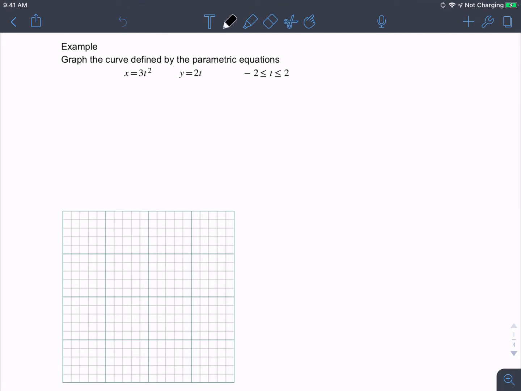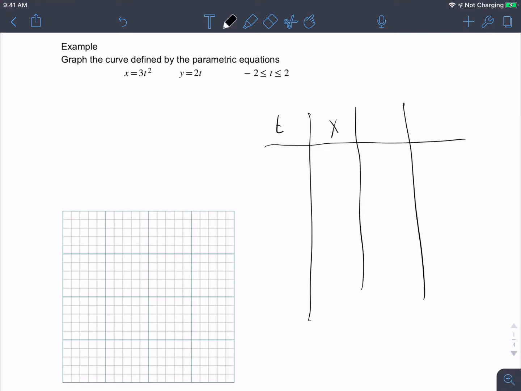We're given a function for x, and we're given a function for y, and then we're given the range for t. It's from -2 to 3. What I typically do with these types of problems is make a table. This will be my t, here will be my x, and here will be my y. I know that the values of t are going to be -2, -1, 0, 1, 2, and 3, and then I'm going to plug those in for x and y.